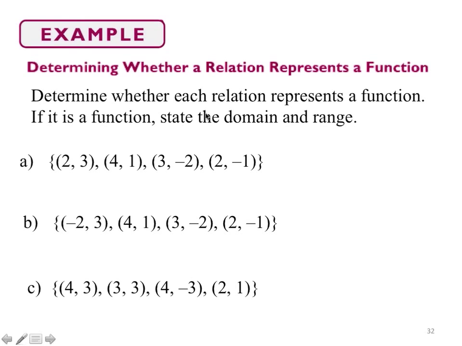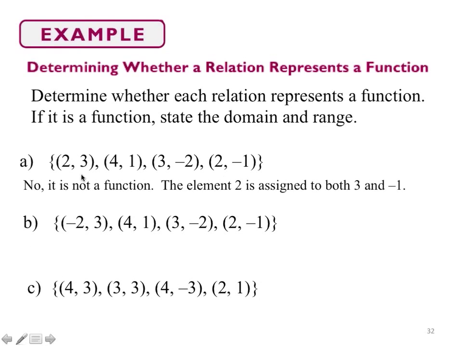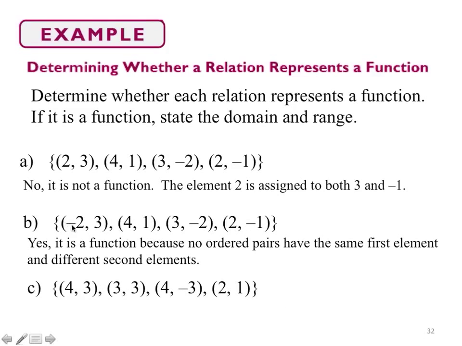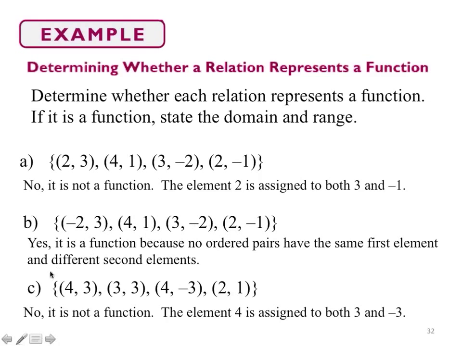So if we take a look at these examples, we want to determine if it's a function. This one is not a function because if you look, we have two of the same x's listed, 2 and 2, and they correspond with different y's, 3 and -1. So this one is not going to be a function. If we look at this one though, we have all different x's, -2, 4, 3, and 2. So that one is a function. The x coordinates are going to be your domain, and the y coordinates are going to be your range.